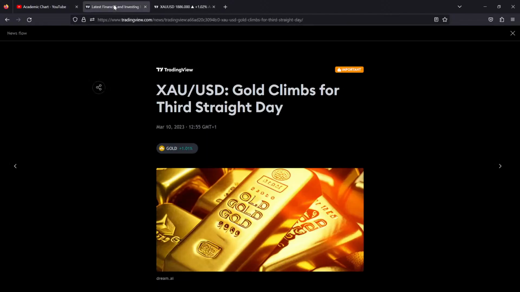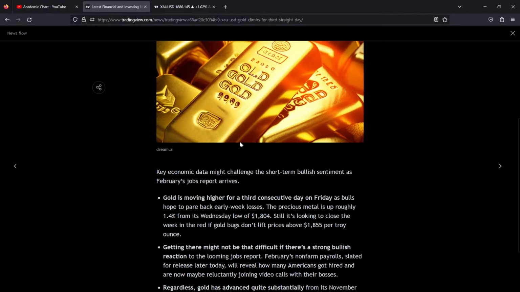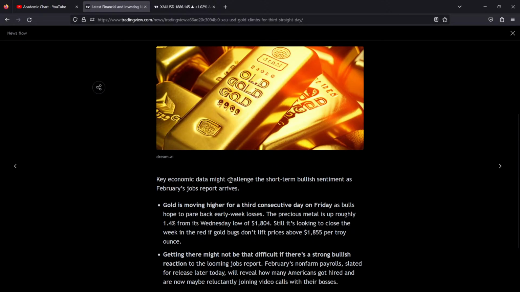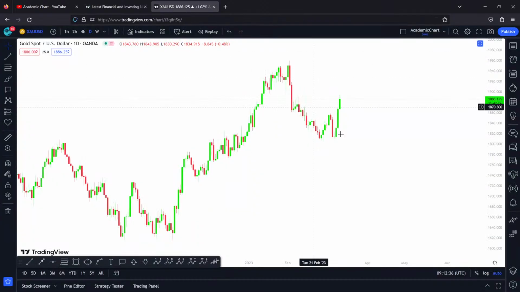But now I want to come back to that for the news, because just on Friday we had news on key economic data that might challenge the short-term bullish sentiments as February's jobs report arrives. So yeah, gold is actually going upward, and they're saying that because of that news it might not be the case.